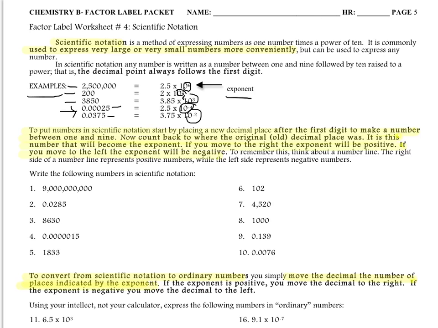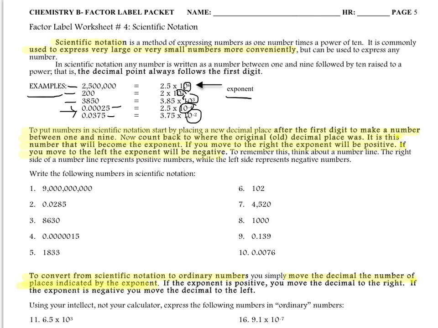All right, so what we're going to learn is how to put very, very large or very, very small numbers into scientific notation. And we're learning this because from here on out, I'm expecting your final answers on factor label type problems to be expressed in scientific notation. And that will go for your quiz on this unit as well.